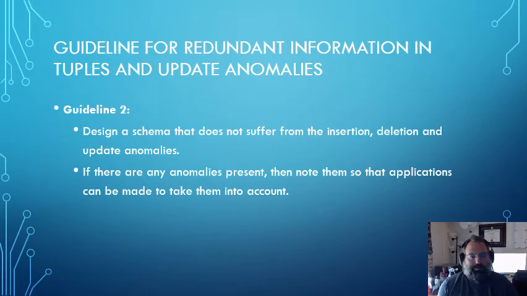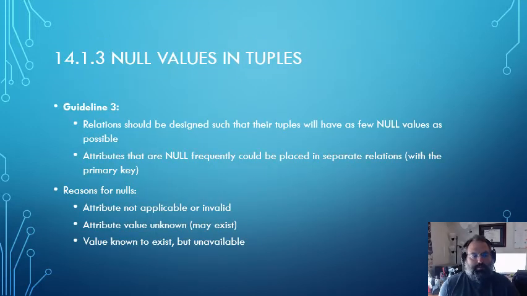Guidelines for redundant information in tuples and update anomalies. Guideline number 2: design a schema that does not suffer from the insertion, deletion, and update anomalies. If there are any anomalies present, then note them so that applications can be made to take them into account. Guideline number 3 deals with null values in tuples. Relations should be designed such that their tuples will have as few null values as possible. Attributes that are null frequently can be placed in separate relations with the primary key. Reasons for null include attributes not applicable or invalid, attribute values unknown, or the value known to exist but unavailable.